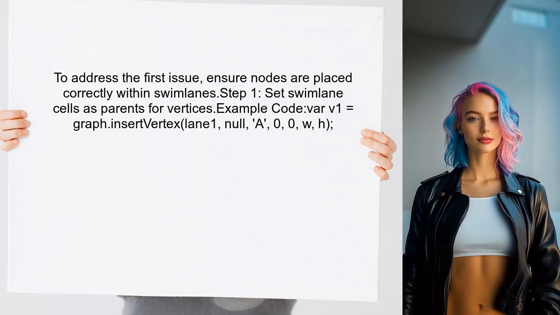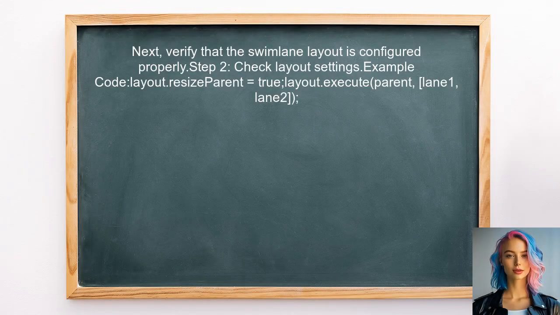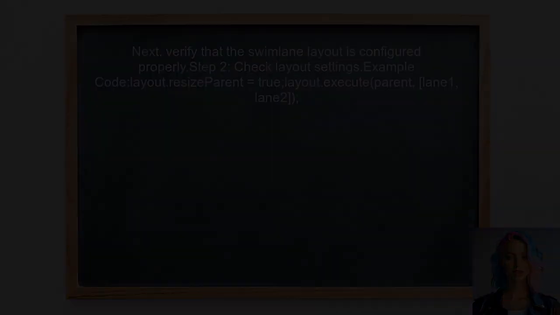swim lanes. This can be achieved by explicitly setting the swim lane cells as parents for the vertices. Next, the user should verify that the swim lane layout is configured properly. This involves checking the layout settings to ensure that it respects the swim lane boundaries.